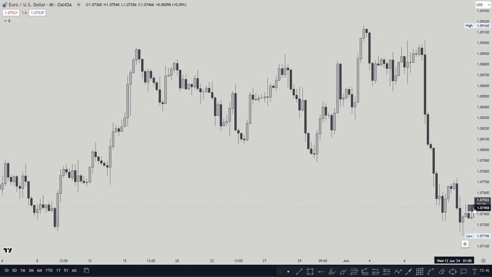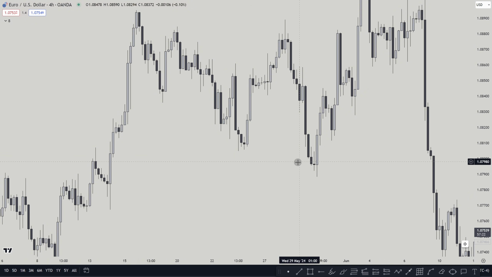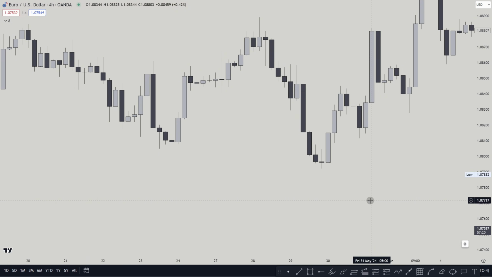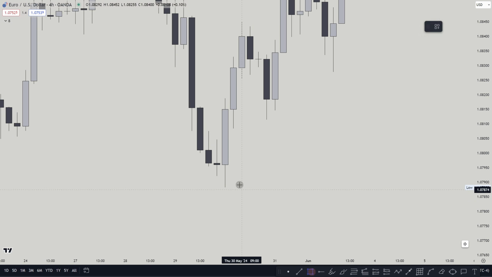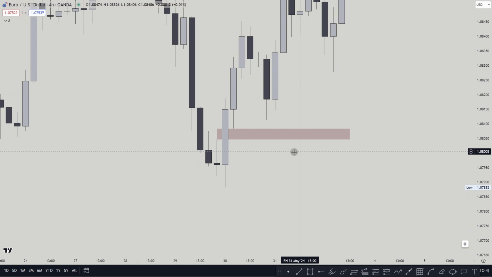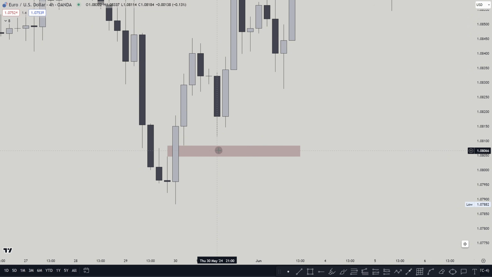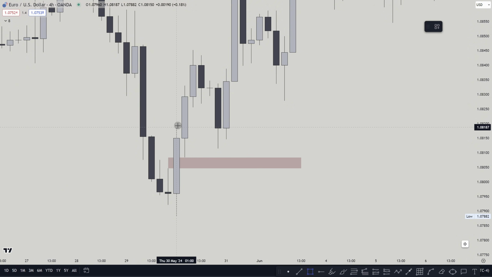Now, what we see here is that we had a liquidity sweep here, and price started going higher. We had multiple fair value gaps here, actually two consecutive fair value gaps. Anyone looking to enter from this level will find that price doesn't actually go there. Now we have another fair value gap here where price respects it.